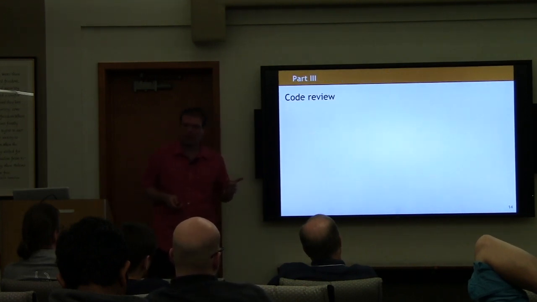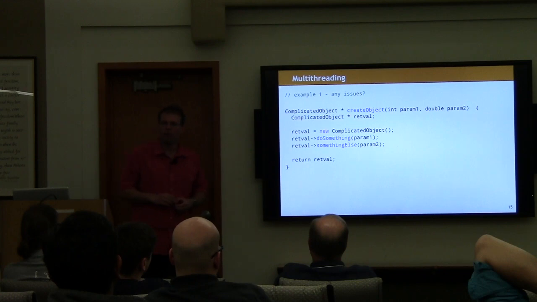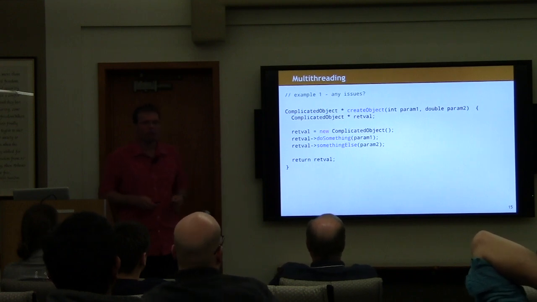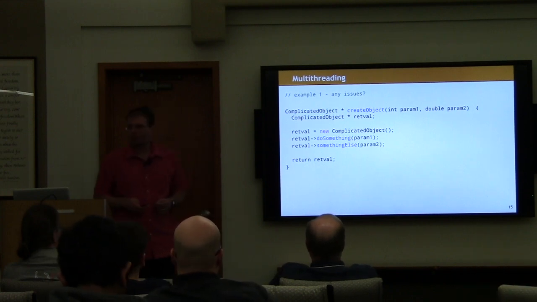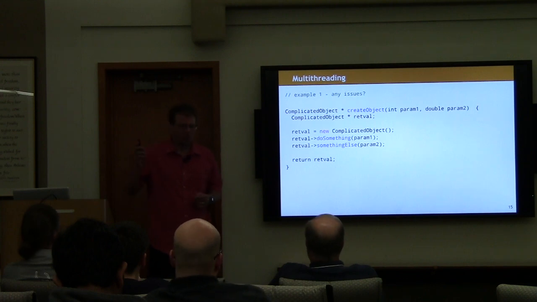So hold that thought for a moment, and let's look at some slightly simpler code. Let's look at even some single-threaded code. What do we as modern C++ programmers think of this code? If this came up in a code review from one of your coworkers, what would your first comment be? Exceptions. What about exceptions? This is not exception safe. Why is it not exception safe? No RAII.